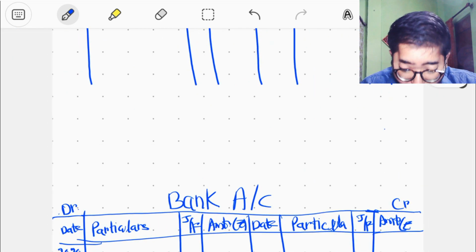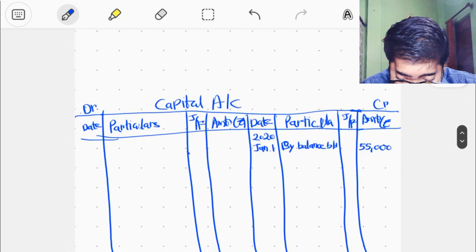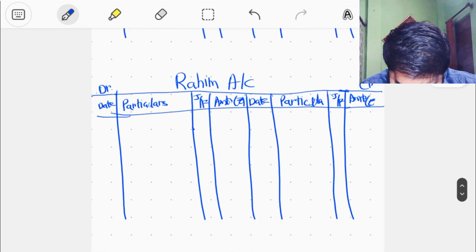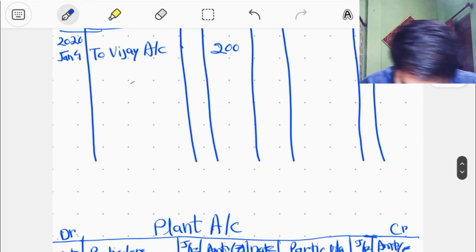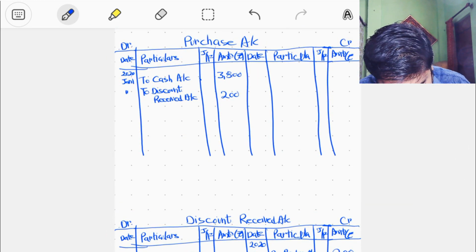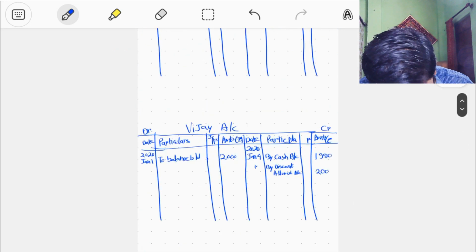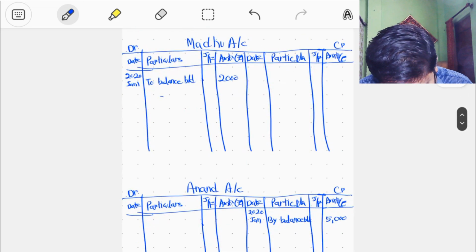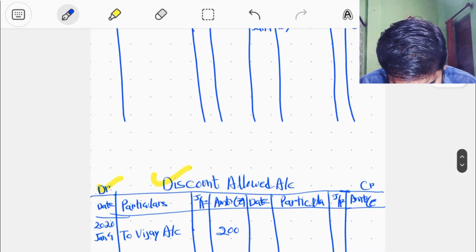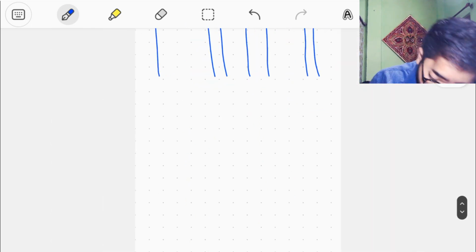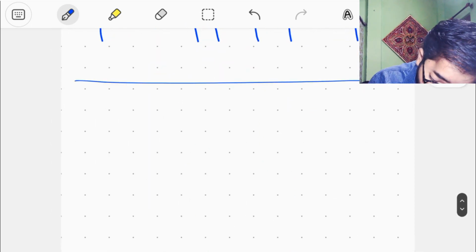And also another account that is affected is the Mukesh account. Sorry, I think I missed out the Mukesh account. Yes, I missed out the Mukesh account. So let me quickly make a Mukesh account.